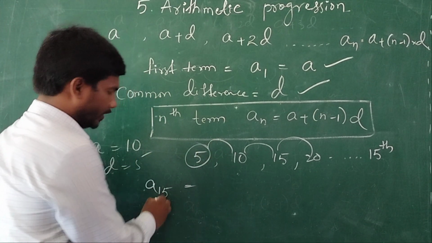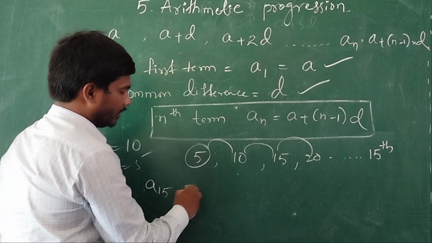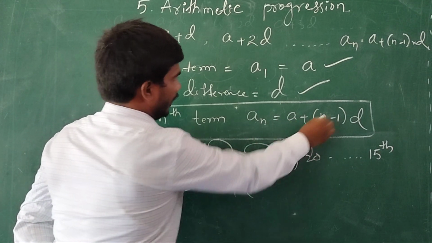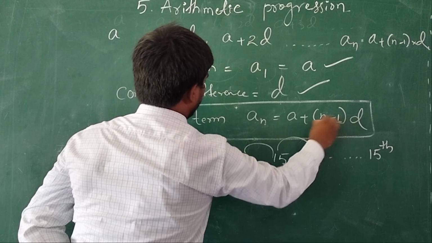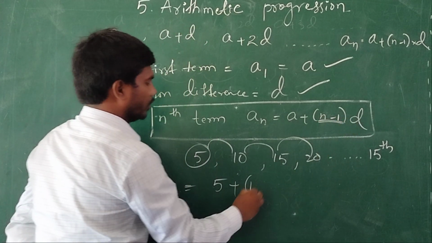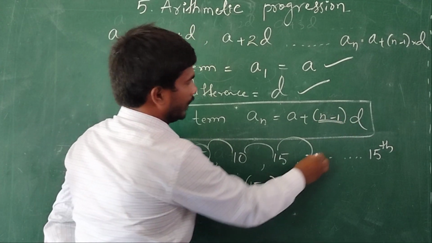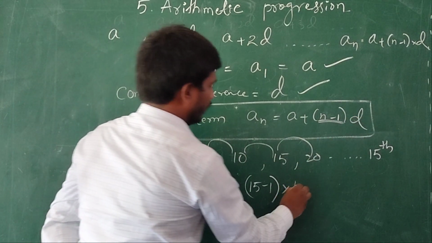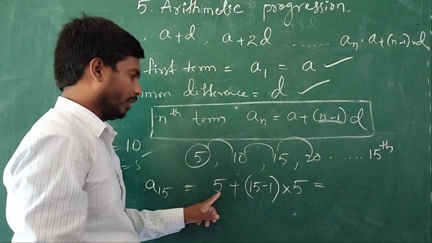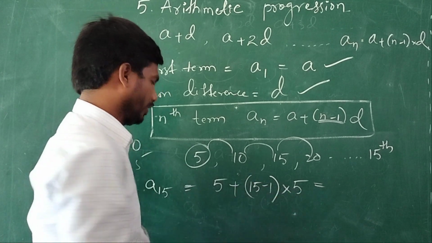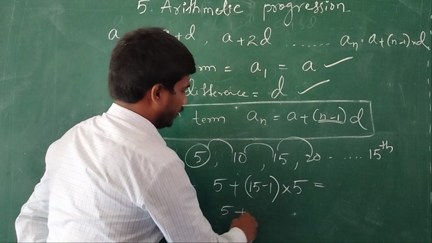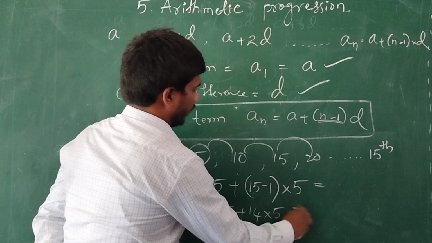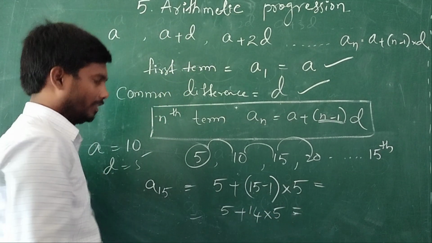Use that formula for an. a15 is equal to a value 5 plus n minus 1. We want how many terms? 15 terms. So 15 minus 1 into d. The d value is 5. So 5 plus 15 minus 1 into 5. 5 plus 14 into 5. 14 fives are 70.